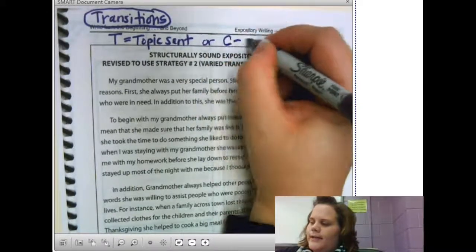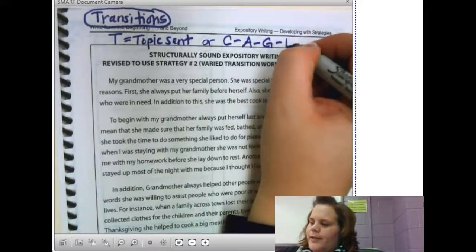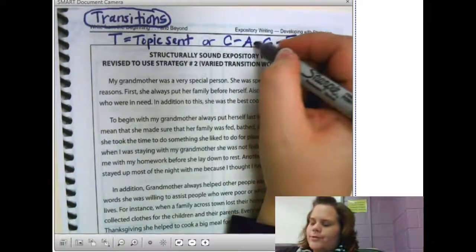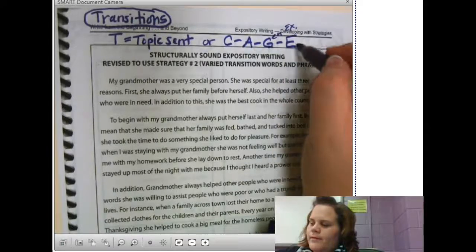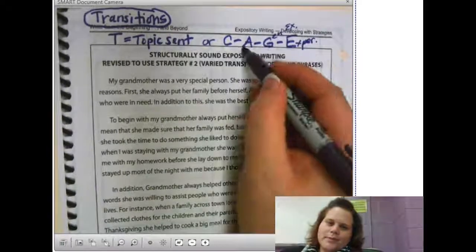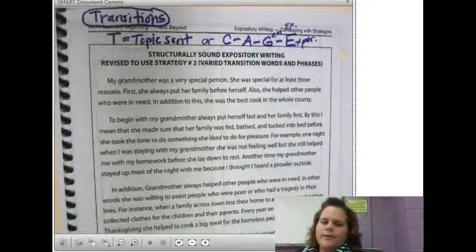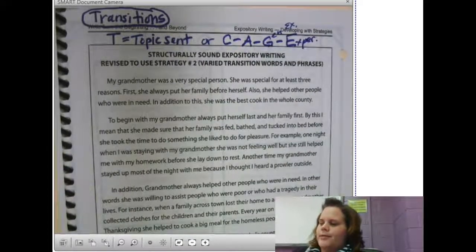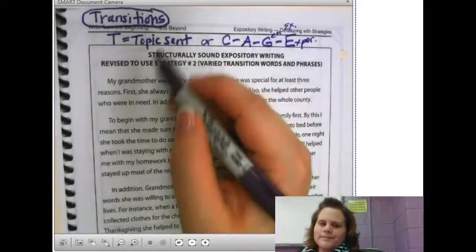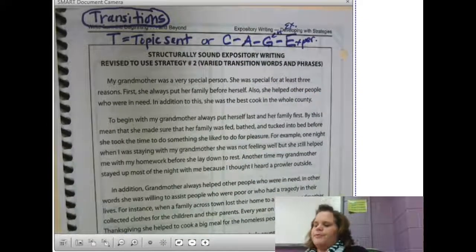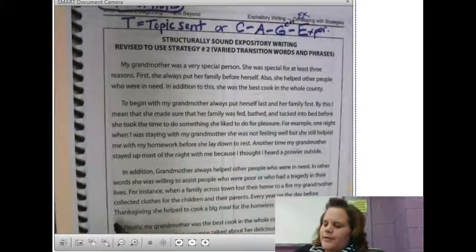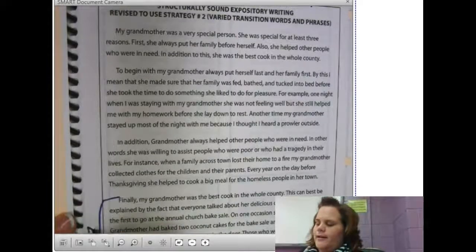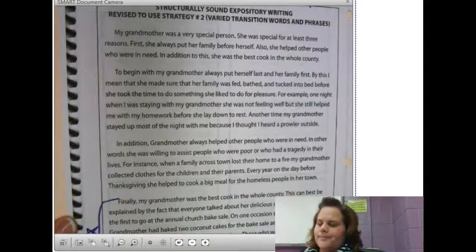Or a C, A, G, or E if it's clarification, anecdote or story, a general example, and an experience. Experiences and anecdotes can be pretty similar, so it's okay if you aren't sure. Just remember, anecdotes are kind of like a story. So every sentence. We're going to work through the first 3 paragraphs together and the last paragraph, and then this paragraph right here that starts with the word finally is the grade, and that's what you're going to come talk to your teacher about.